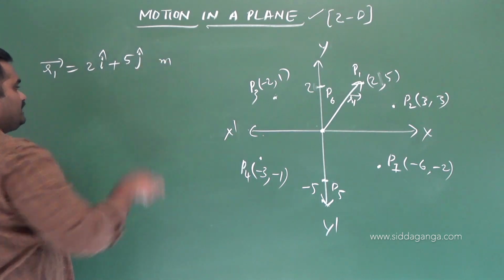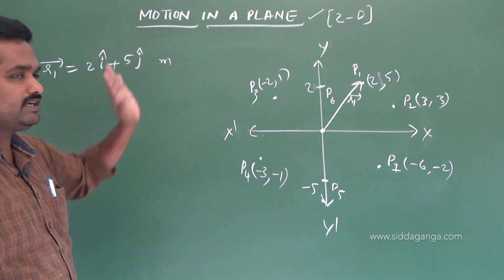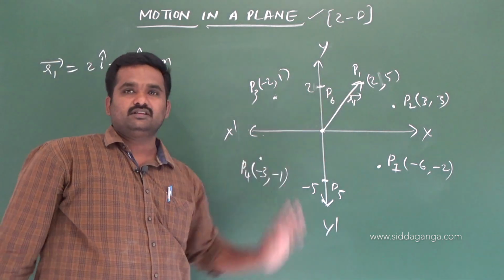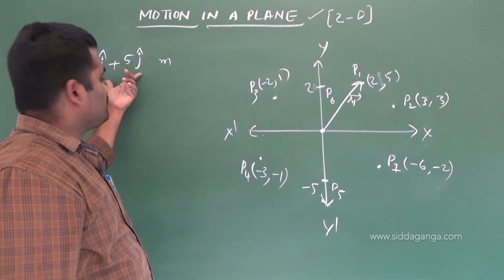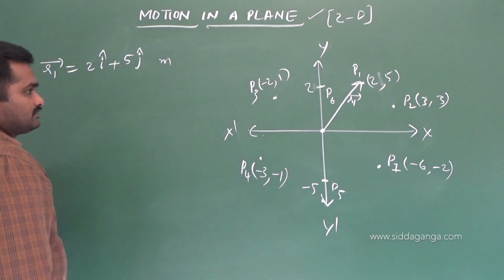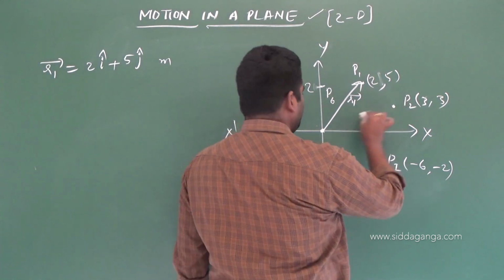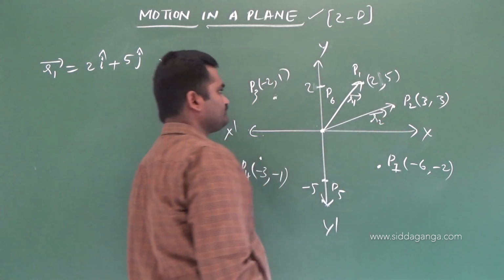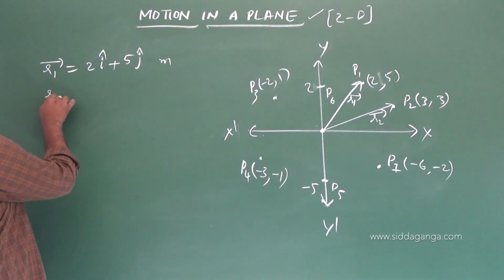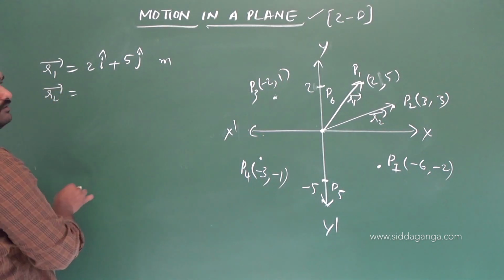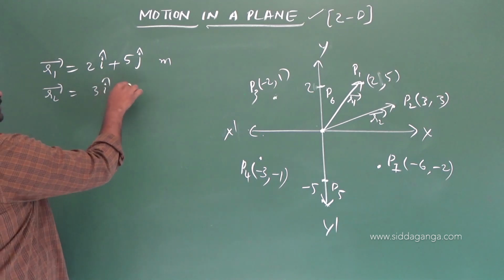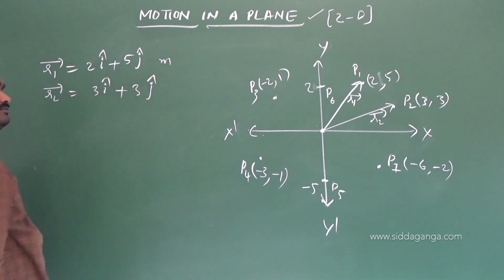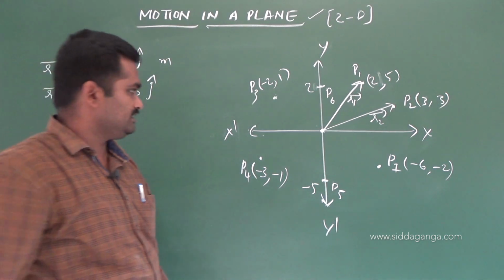In units, it is meters, or centimeters, the distance from here to here. That's what we need to represent, the position of that particle. So R2, this is for P2. R2 means from here to here only. This is R2 bar. Now you tell me how much it is. R2 will be equal to 3i cap plus 3j cap.